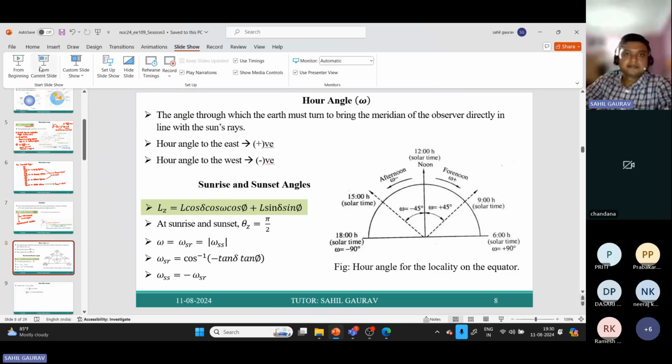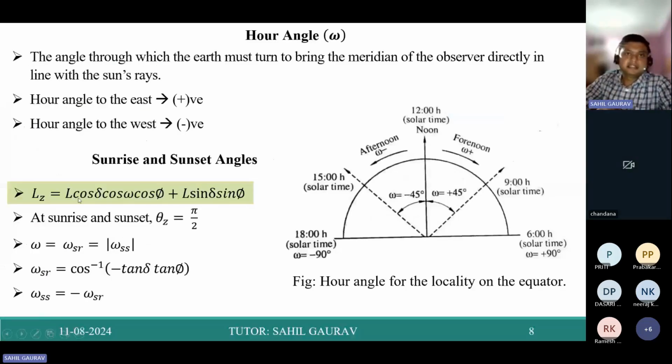Okay, now coming to the hour angle. The hour angle is that angle through which the Earth must turn to bring the meridian of the observer directly in line with the sun rays. This hour angle is taken as positive if we are going towards the east side, that is, sunrise. So this is the solar time noon, and if we go towards sunrise, then this angle is taken positive, and 1 hour is considered as 15 degrees.